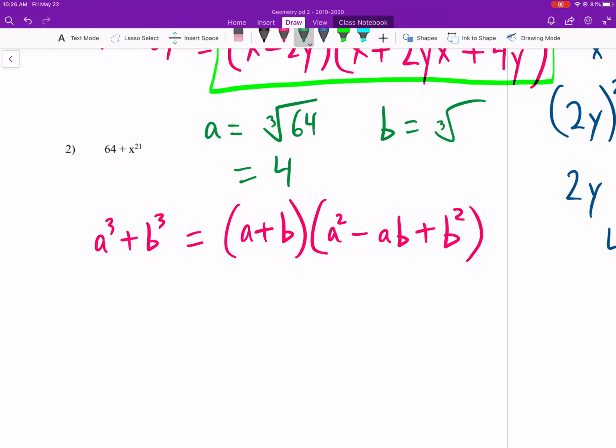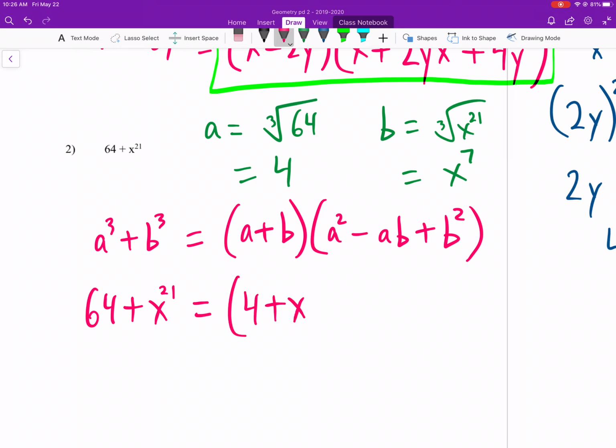And now the cubed root of x to the 21st. Really just a trick here, guys, with the exponents, is just dividing it by 3. Take 21 and divide it by 3. This would be x to the 7th, because x to the 7th times x to the 7th gives you x to the 14th, times x to the 7th again, remember, you're adding exponents, would give you that x to the 21st. So let's substitute. This would be 64 and x to the 21st equals A plus B, so 4 plus x to the 7th.